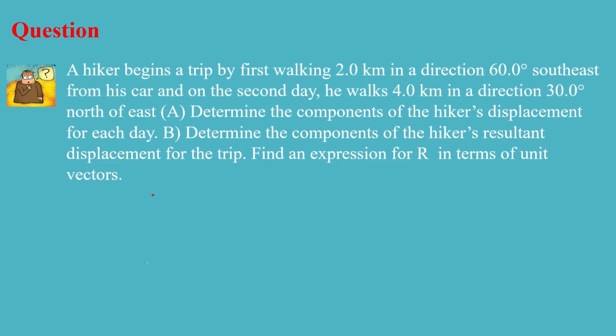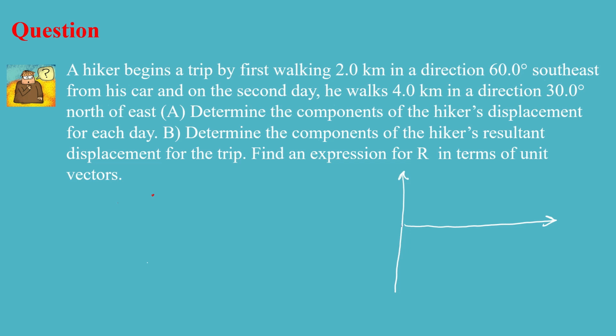Here, a hiker walks 2 kilometers in a direction of 60 degrees southeast, and then on the second day, the direction is 30 degrees, and he walks 4 kilometers, right? The first part asks us to determine the components of displacement for each day. Let me draw it for you. It looks like I'm dealing with the X and Y axes, so here are my X and Y axes.